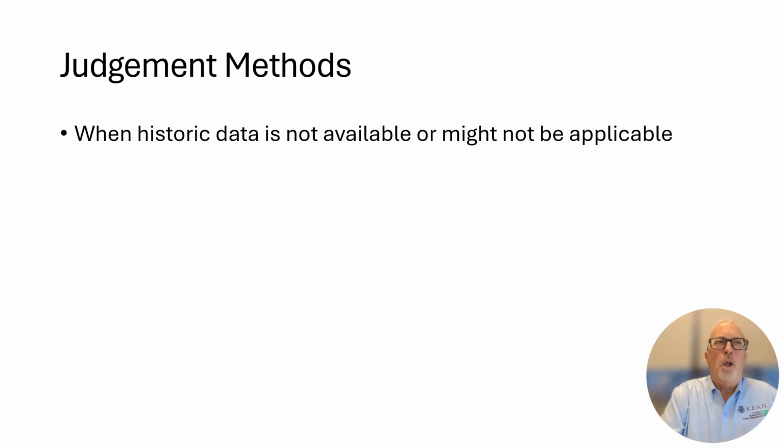Now let's jump back to these judgmental methods that I mentioned. So there are good times to use judgment methods. If you have data, use the data. If you don't have data, or for some reason the situation has changed so that data is no longer applicable, then you need to use the judgment methods.